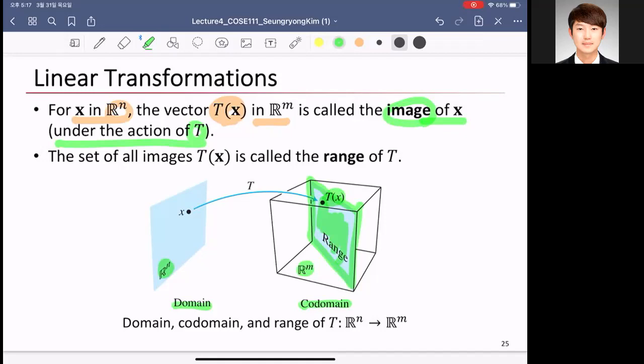And this Tx, the point in range, is called the image of vector X, and this one is called the range. This is just definition. So when you think of one transformation T from Rn to Rm, you have to consider what is the domain, codomain, and range of T. Okay? This is just definition.